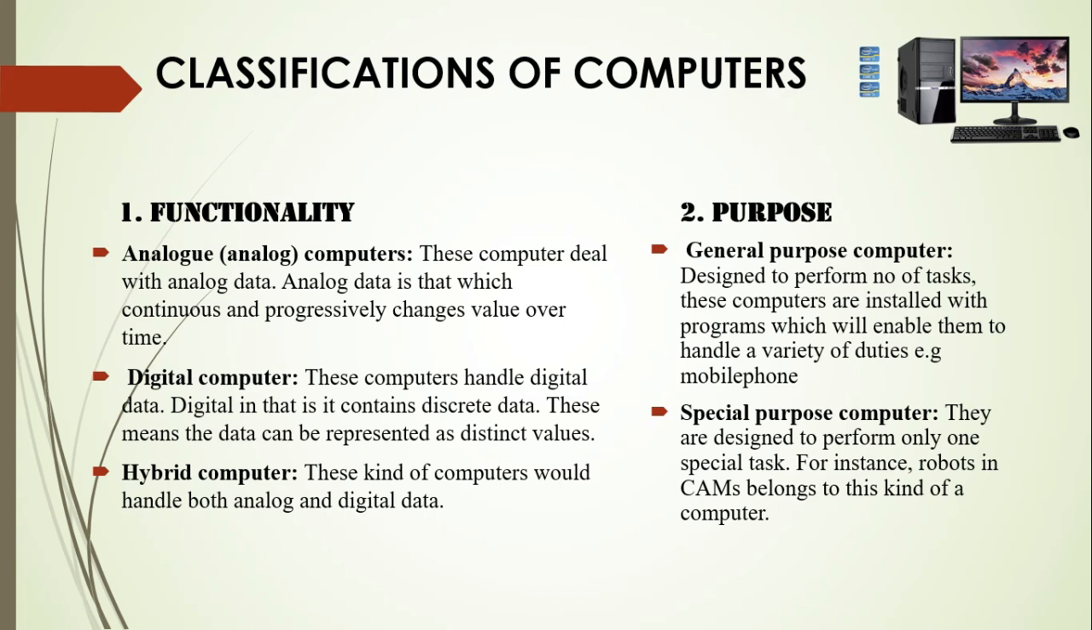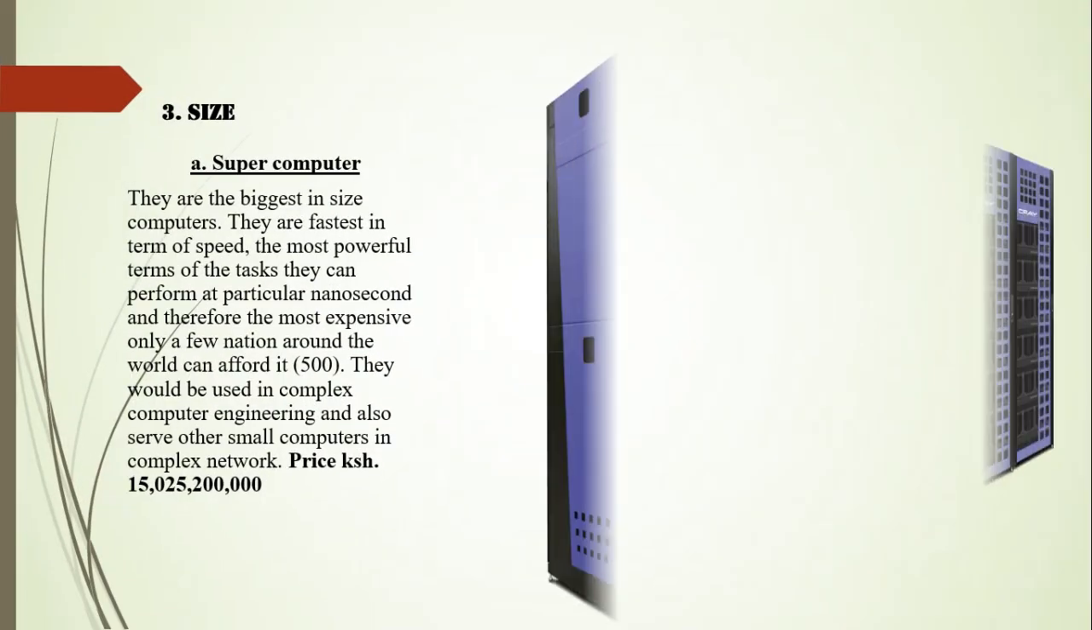Then according to purpose, we have only two. What purpose does it serve? In other words, how many tasks can it perform? We have general purpose and special purpose. Special purpose is a computer that will only perform one task. It cannot perform more than one function or task. But general purpose is a computer that can be used to perform as many tasks as there are, two or more. That is what we mean by general purpose computers.